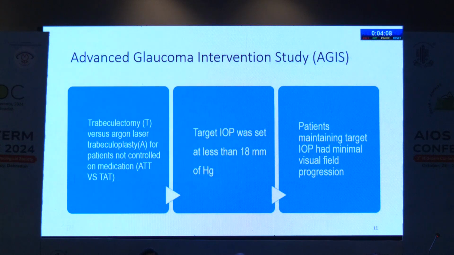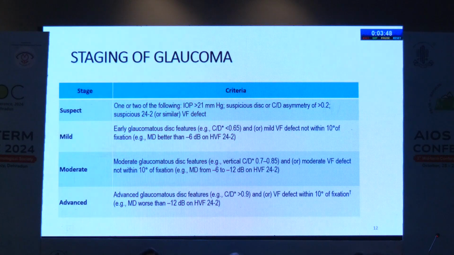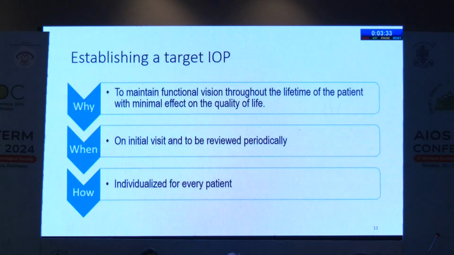The Advanced Glaucoma Intervention Study also set a target IOP of less than 18 millimeters, and they found that it has a good effect and there is minimal visual field progression at such pressures. Although currently we would like to keep the target IOPs much lower in advanced glaucoma cases. There is staging of glaucoma from suspect, mild, moderate, to advanced, and an easy way to do it is by the mean deviation: less than 6, 6 to 12, and more than 12.